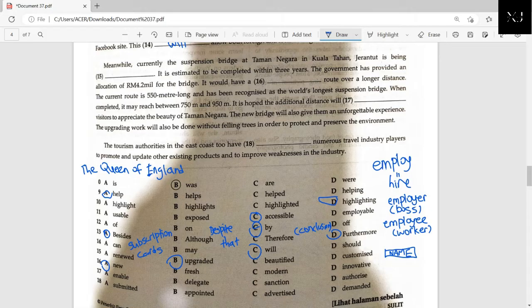Okay, for question 17, the answer is actually A. Okay, enable means like will give the learners the opportunity. Okay, authorize, who can give you authorization? Someone with power. Like for example, the government authorized this person to do something.